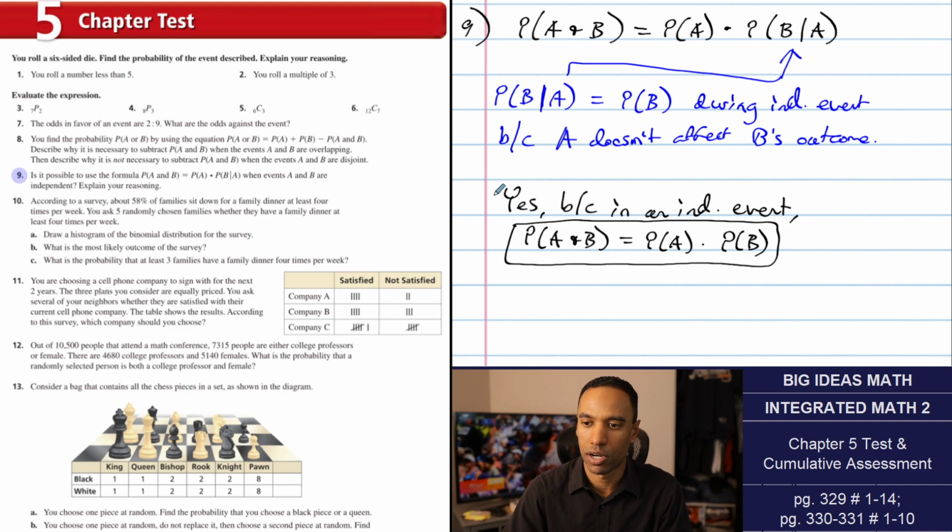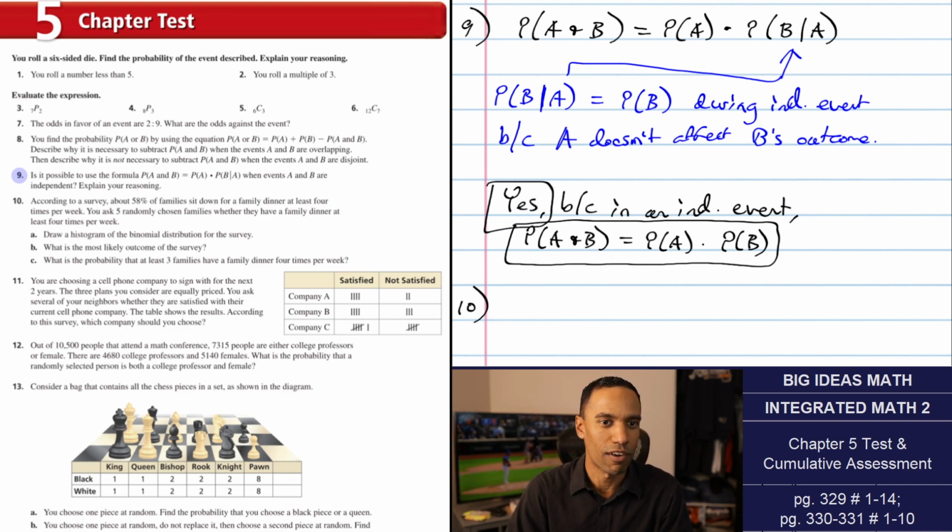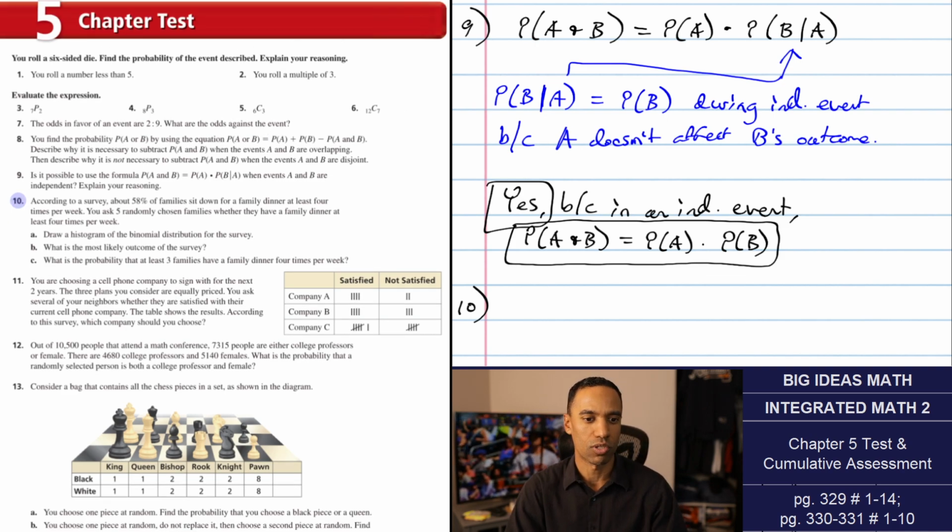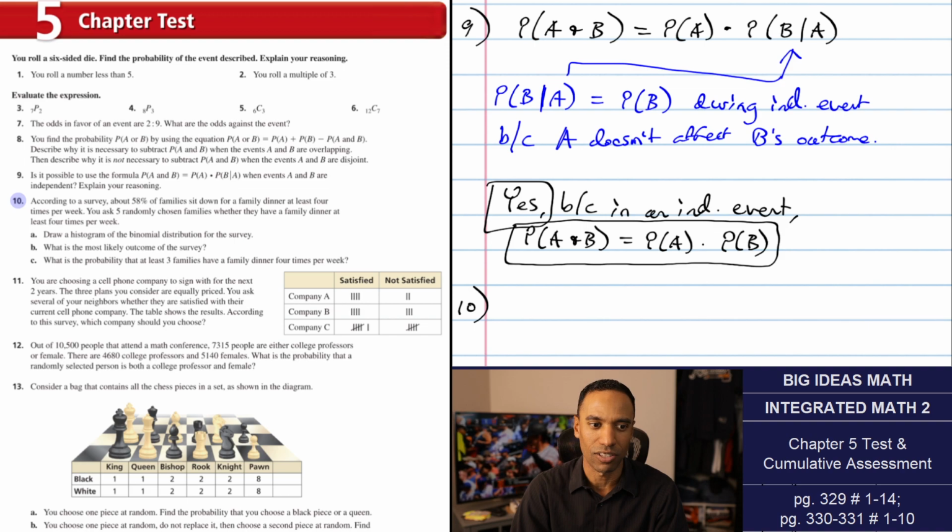All right, number 10. Let's go in order. According to a survey, about 58% of families sit down for a family dinner at least 4 times per week. You ask 5 randomly chosen families whether they have a family dinner at least 4 times per week.